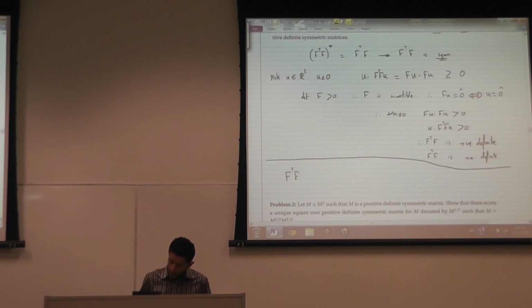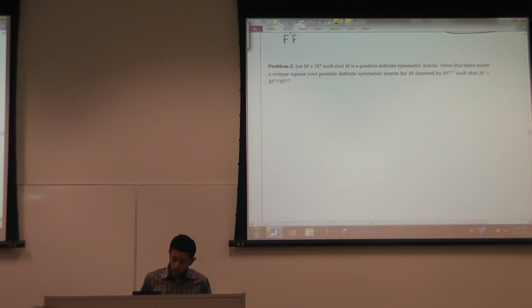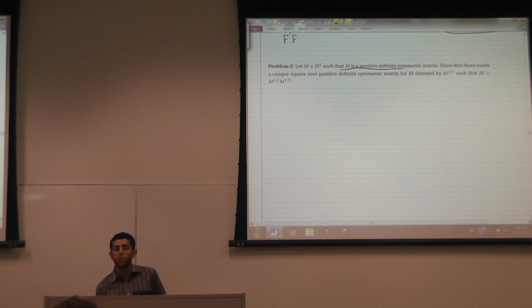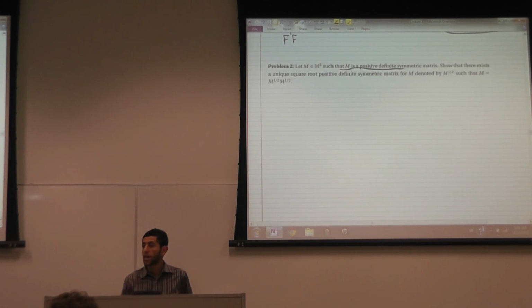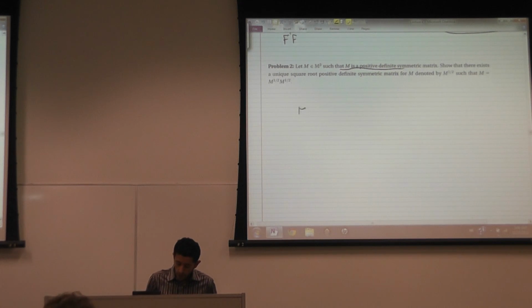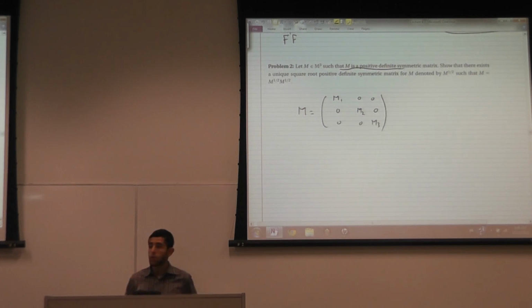So what do we do with a positive definite symmetric matrix? Remember, a positive definite symmetric matrix is a symmetric matrix. I can find a coordinate system in which the matrix is diagonal, and not only this, all these diagonal numbers are positive because it's a positive definite symmetric matrix. M1, M2, and M3 are greater than 0.